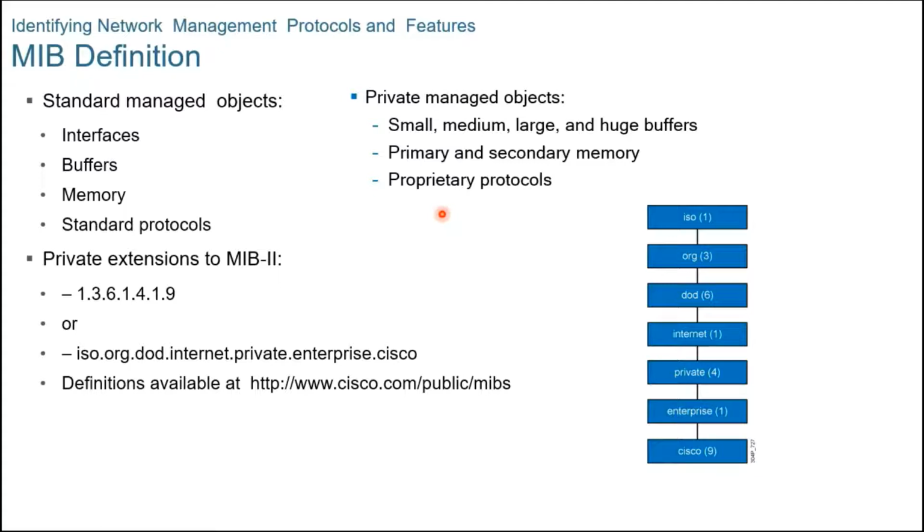Okay? So the private extensions to MIB2, something like you have this 1.3.6.1.4.1.9. Or it is the iso.org.dod.internet.private.enterprise.cisco. So that is within the tree here.